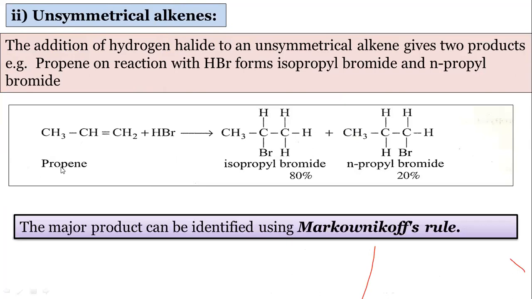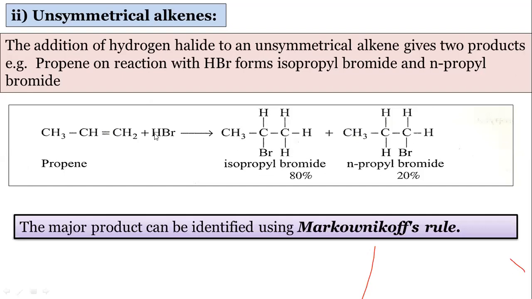The name is propene. If HBr is added to the propene, we get two products here. Why two products? Because this is an unsymmetrical alkene. See, what is the first possibility? This hydrogen can be added to this carbon, or the hydrogen can be added to this carbon.